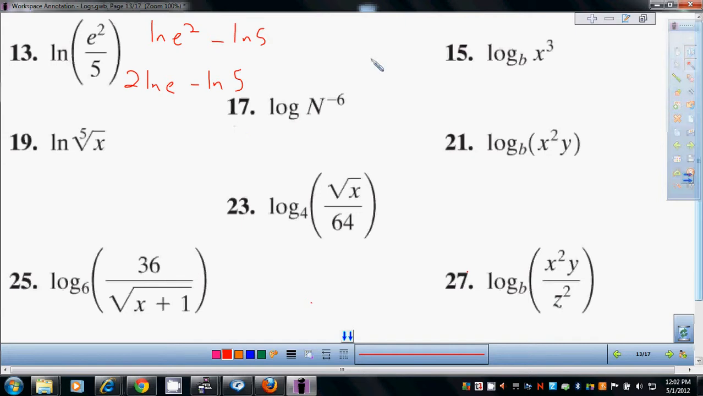What's the only thing I would do on 15? Yeah, bring down the 3. That's it. You're done. Bring down the exponent. Does anybody remember from yesterday, a root is the same as a what? Fractional exponent. So 19 is the same as what? As x to the what? 1/5. And so that would become 1/5 natural log of x. Muchos goodos.